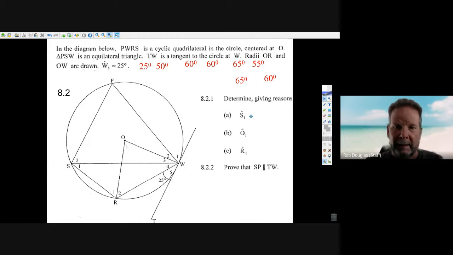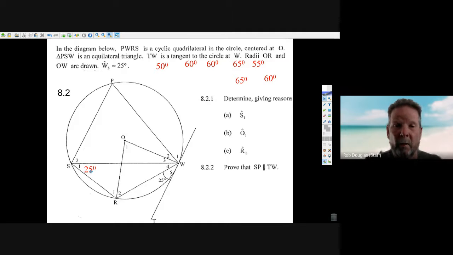Okay, let's try it. What's angle S1? Well, it's written out on the other side, and I'll show you. You have to write this out properly. You have to say, S1 I know is 25 degrees because, and then you write tan-chord theorem, because the angle between the tangent and the chord equals the angle that subtends that same chord, the angle in the alternate segment. So that angle, 25 degrees, equals the angle at the top of the triangle, 25 degrees, tan-chord theorem.